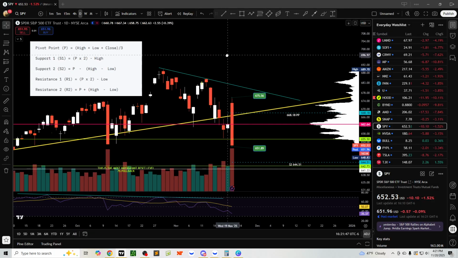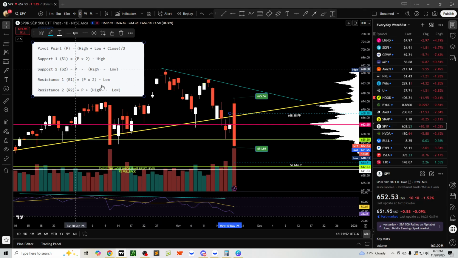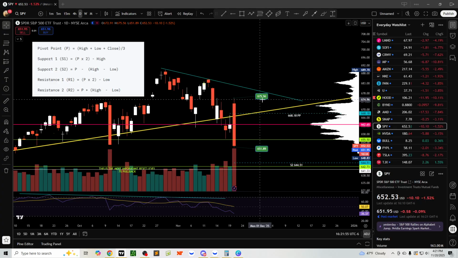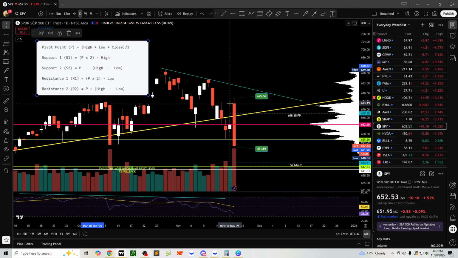So when we add our high of 675.56, our low of 651.89, and our close, which was 652.53, and we divide it by 3, we get 668.18 pivot. All right, so we get our supports past that. So our pivot point for today is 668.18. And for someone who's sitting by their phone, their calculator, whatever it might be, 668.18 is our pivot.